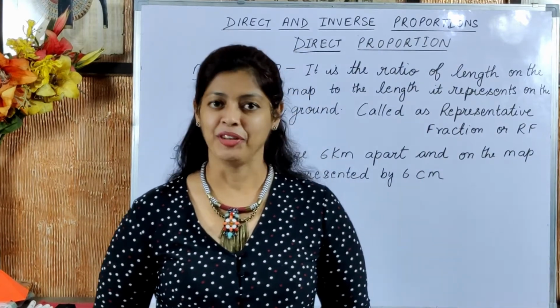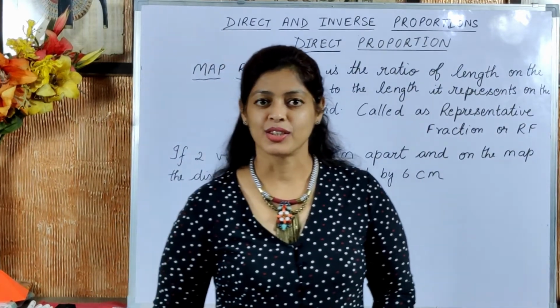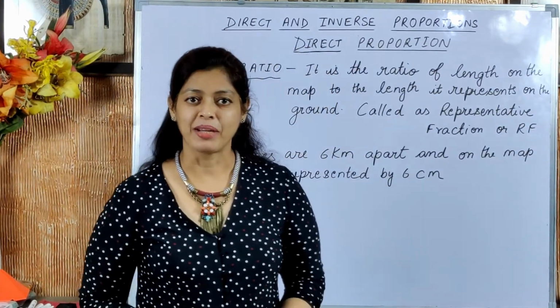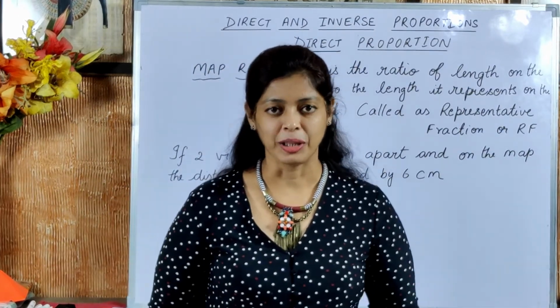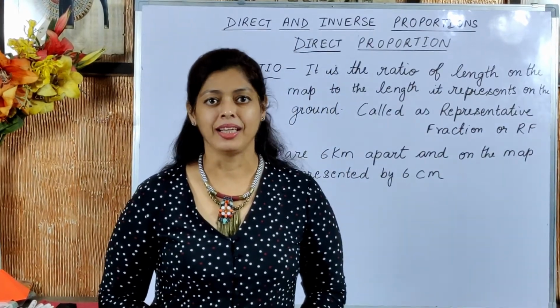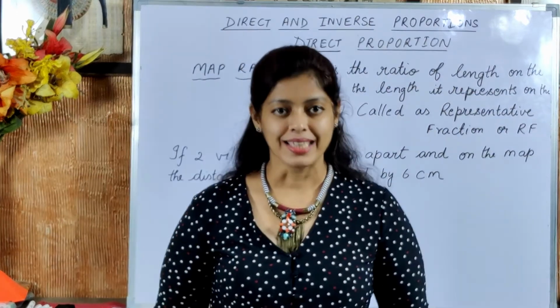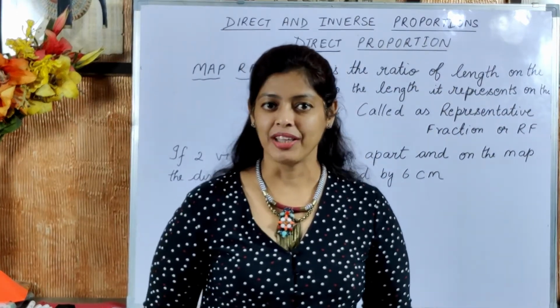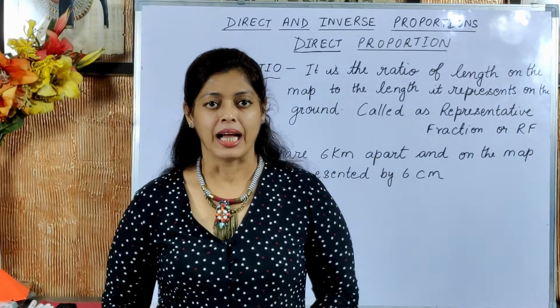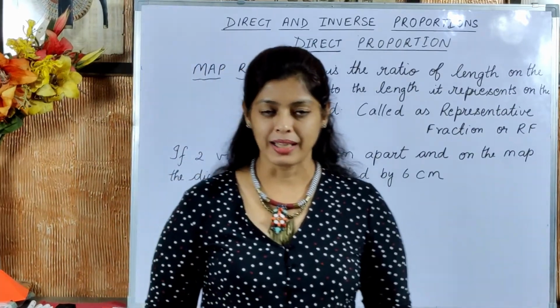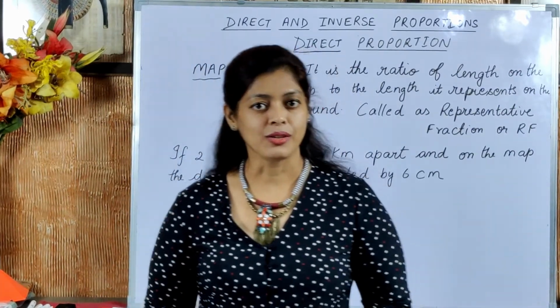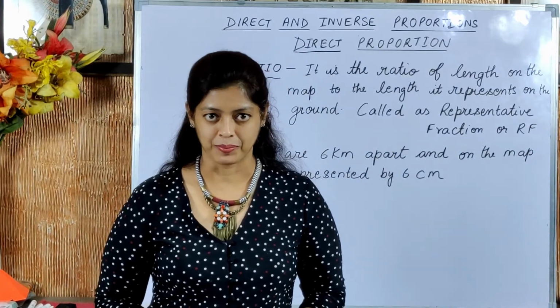Another important thing we need to know is the map ratio. So what is this map ratio? Map ratio is the ratio of the length on the map to the actual length it represents on the ground. This ratio or fraction is given in most of the maps, and sometimes it is called the representative fraction, or it is also called RF in short.